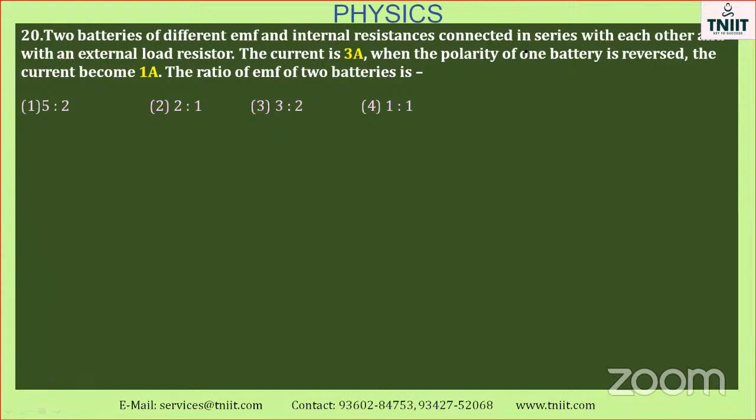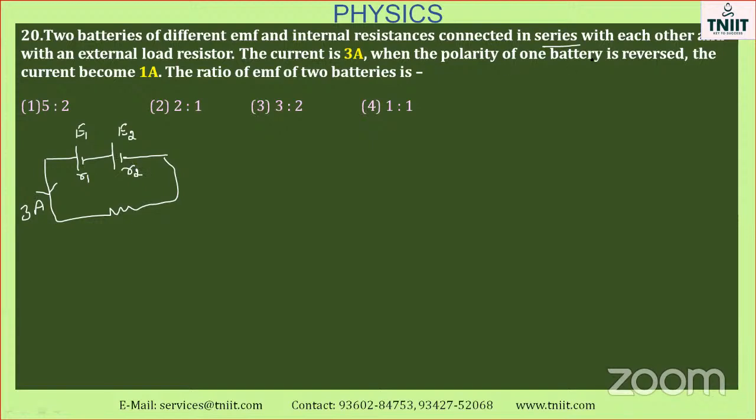Two batteries of EMF E and internal resistance are connected in series. Series means the two cells should be connected like this. This is connected to an external resistor. Current flowing is 3 ampere. Let us say the EMF is E1, internal resistance R1. EMF is E2 and internal resistance is R2.